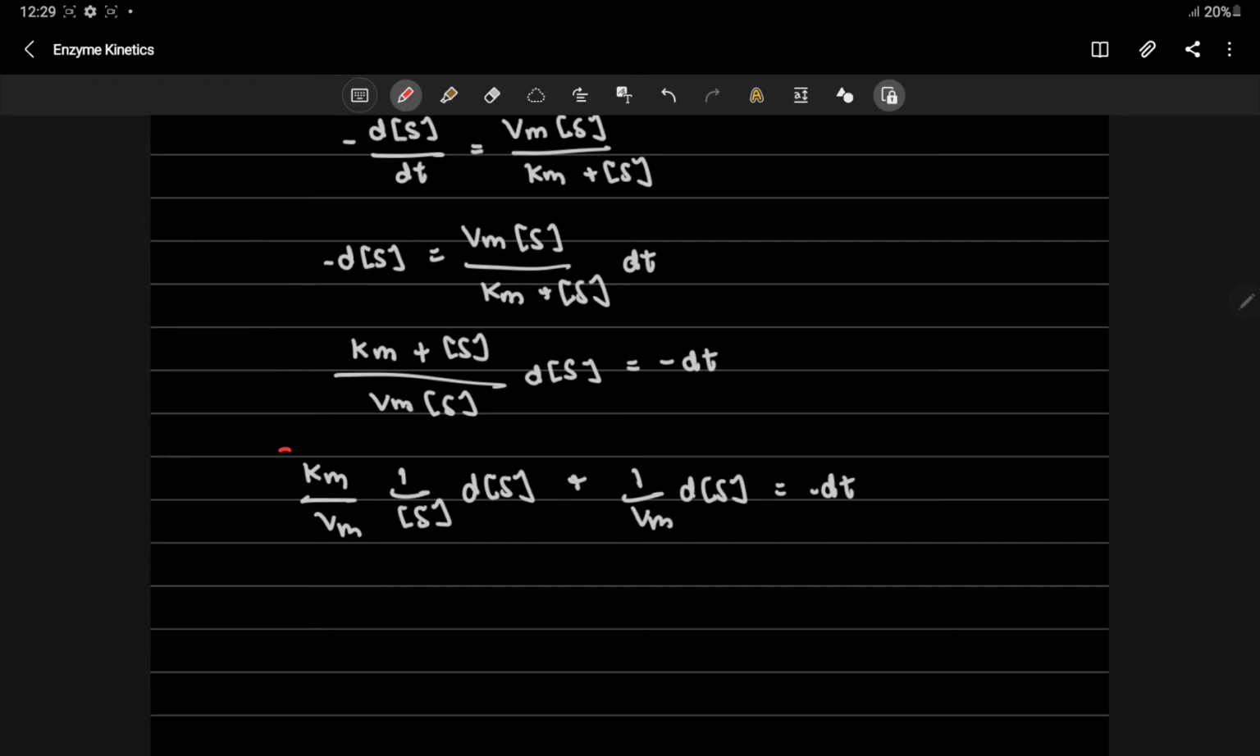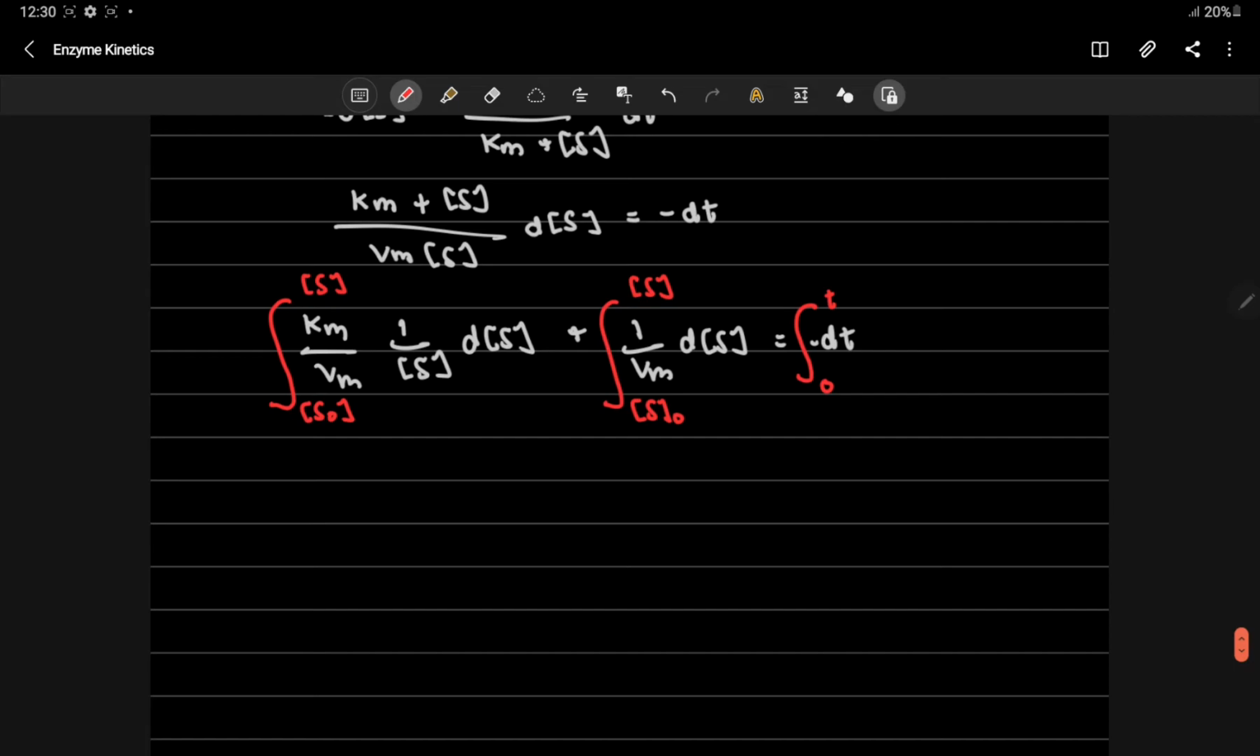So we'll integrate from initial substrate concentration to a final substrate concentration. Ganon din dito sa term na to. From initial to final substrate concentration. While for the right-hand side of the equation, let's say from time 0 to time t. Okay? Now, we can evaluate the integration or integrand.